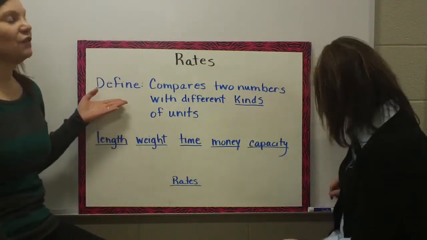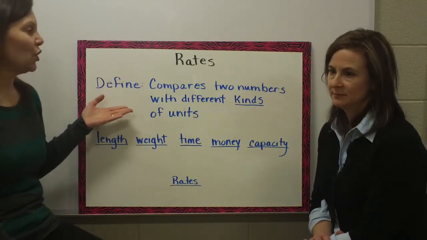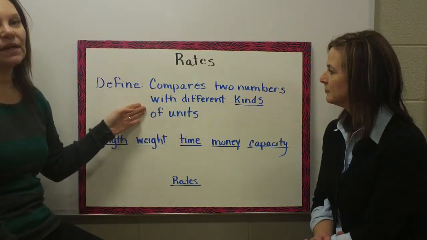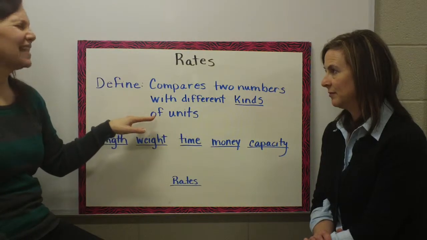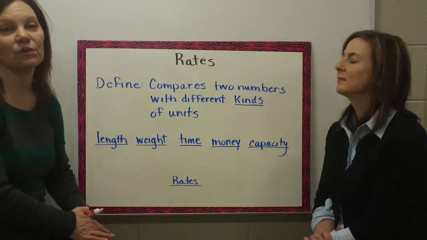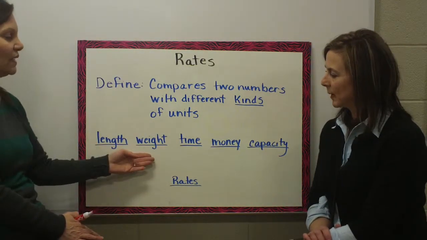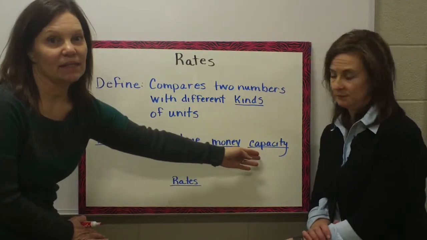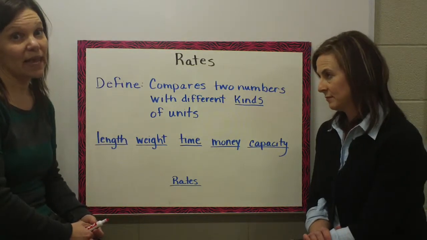For our definition for rates, we're still going to be comparing two numbers, like we did with the ratio, because this is a type of ratio. However, it compares different kinds of units. Now, what does that mean, different kinds of units? Let's take a look below at some of the units we have listed. So categories: length, weight, time, money, capacity. So let's go through and talk about different units that would fit in these categories.